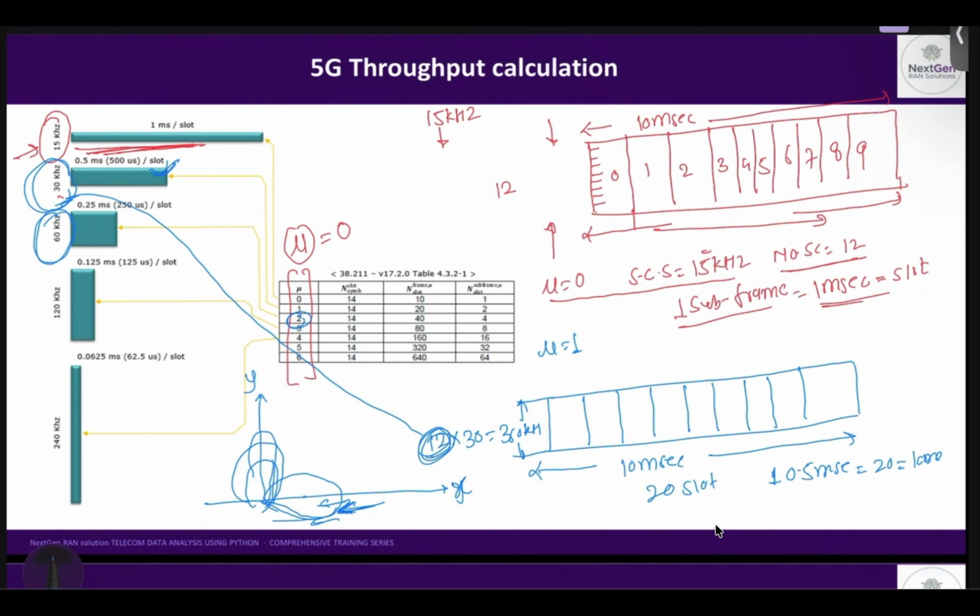Even though the length along the x-axis becomes less, the y-axis keeps on increasing. Like this, the number of slots keeps on increasing, from one slot per subframe, 2 slots per subframe, 4 slots, 8 slots per subframe. It keeps increasing, like 10, 20, 40, 80, 160, 320, 640. But the number of symbols inside the slot remains the same. Always there will be 14 symbols.